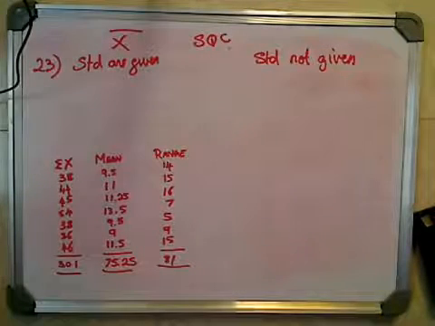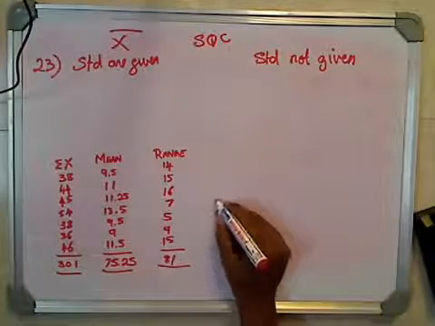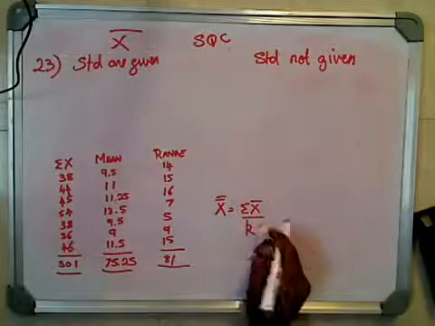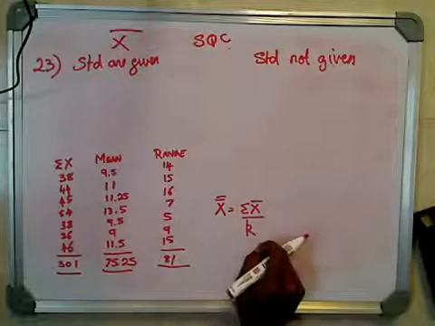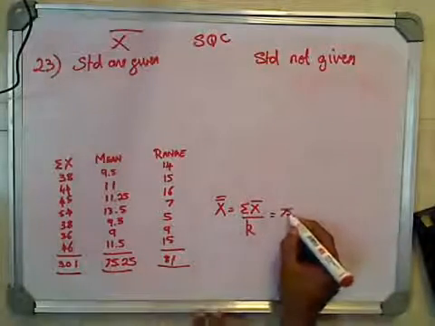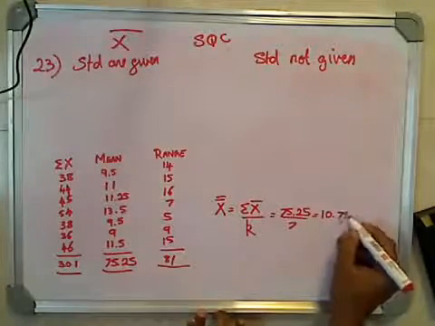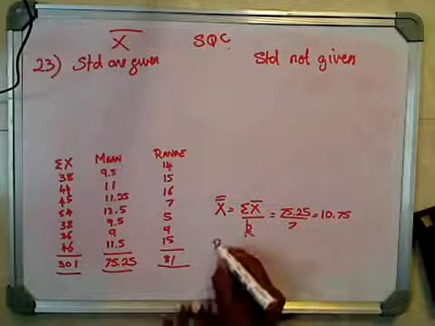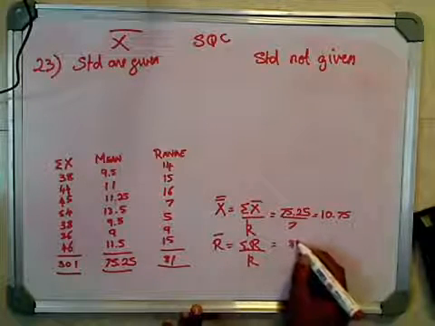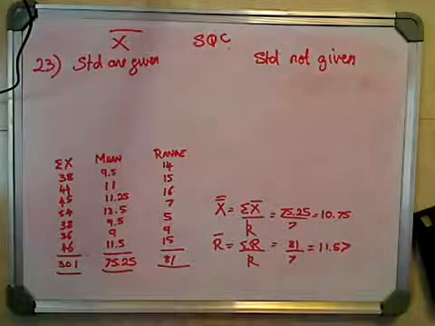Now, we need a few more bits of data before you arrive at the required answers. Firstly, calculate X bar equals summation X divided by K. K here would be the total number of samples that you've taken, and as per the book, the number of samples you have here would be 7. So 75.25 divided by 7 would be equal to 10.75. Now do the same for R: summation R divided by K, which will be 81 divided by 7, which will be 11.57.